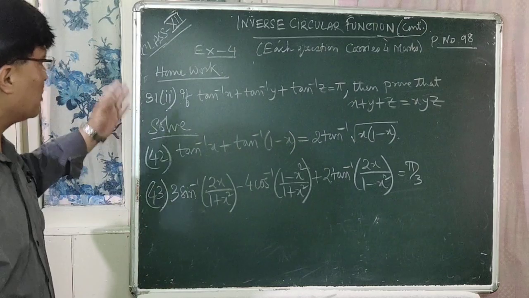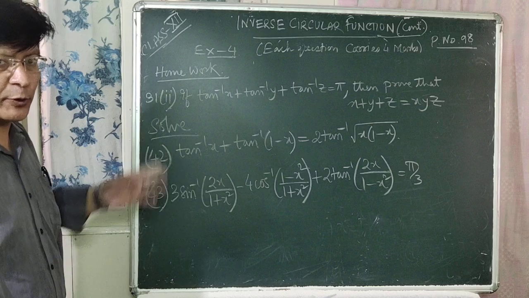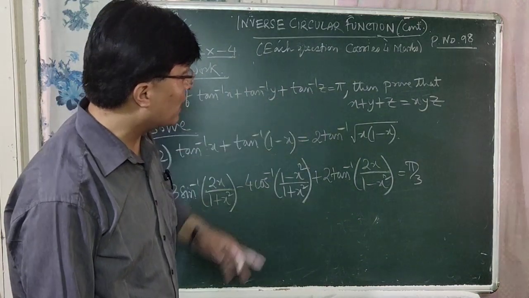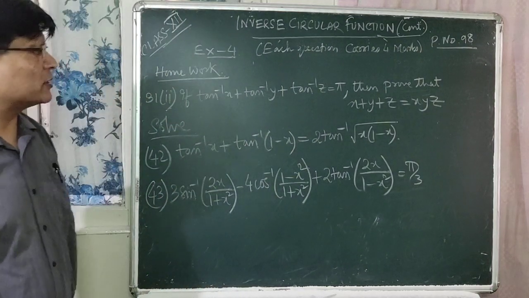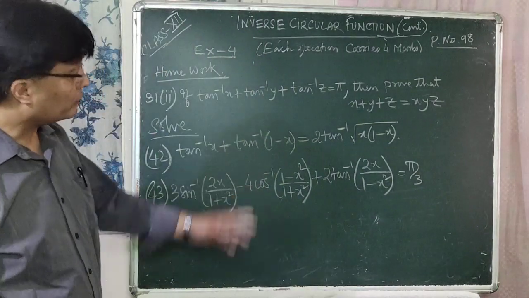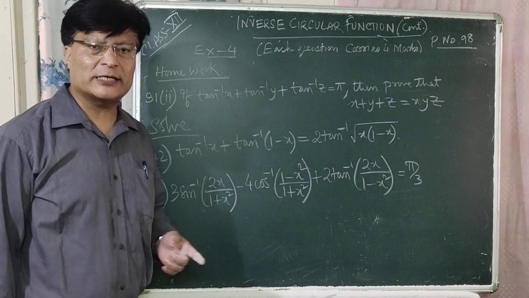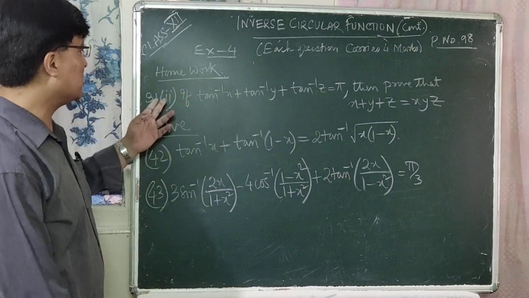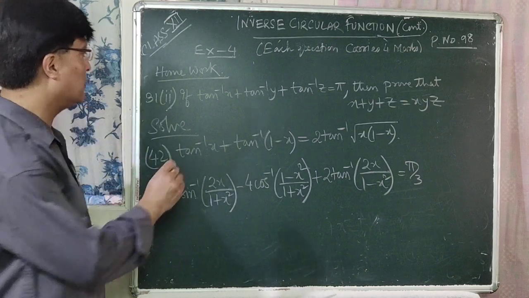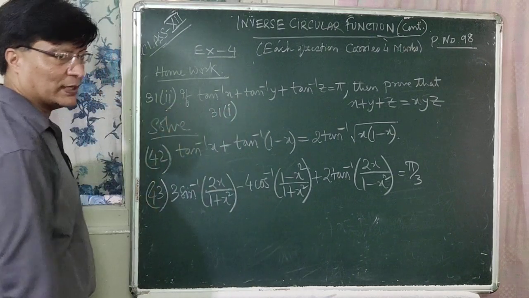So now these are your homework. That is, homework is 31 number 2. You have to prove it. If tan inverse x plus tan inverse y plus tan inverse z is equal to pi, then prove that x plus y plus z is equal to xyz. Then you have to prove that x plus y plus z is equal to xyz from the given, that is tan inverse x plus tan inverse y plus tan inverse z. This problem is similar to problem number 31(1). Okay, this problem is similar to 31 number 1, right?